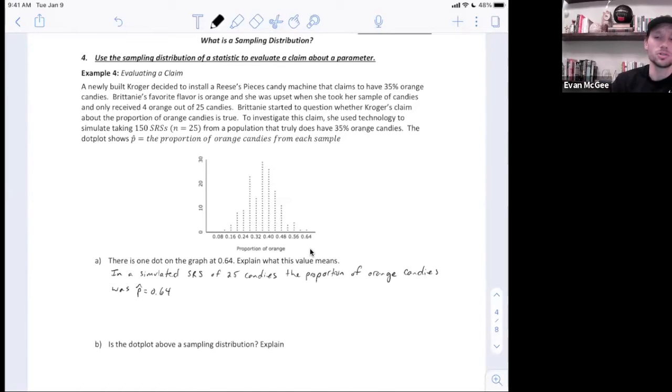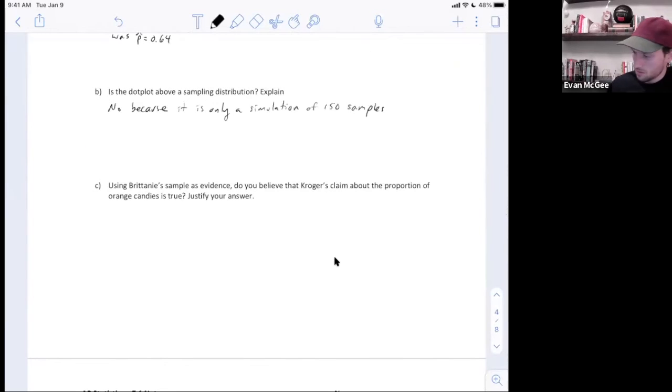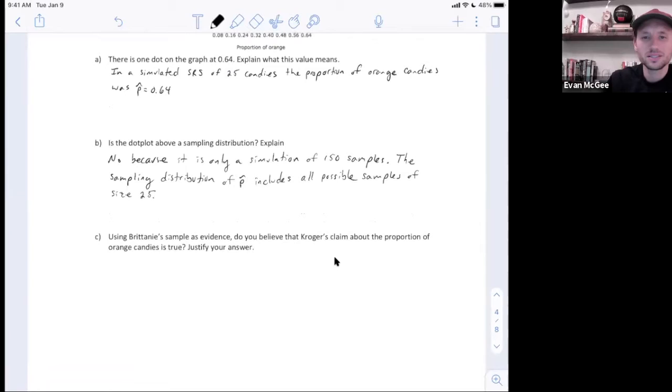The sampling distribution of the statistic p hat would include all possible samples of size 25. This is a simulation that is only 150, whereas if there's a population of candy machines, you can take a lot more than 150 samples of size 25. Again, the sampling distribution includes all possible samples and the proportion from those samples. So this was not technically a sampling distribution.